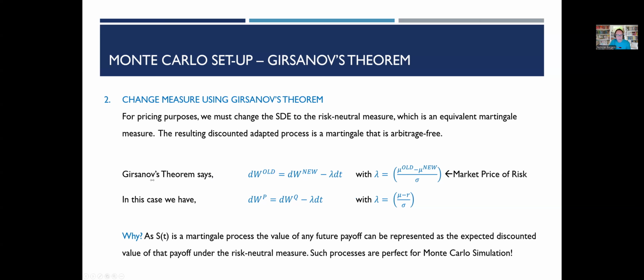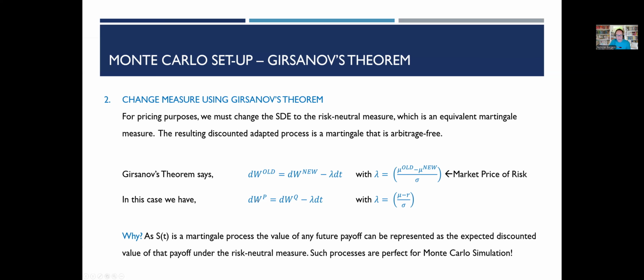So the way Girsanov's theorem works is that if you want to change the measure, in our case from the real world measure to the risk neutral measure, we use this formula. The dW under the old measure is equal to dW under the new measure minus lambda dt. So we're applying a drift adjustment, and the drift adjustment is based on this lambda, which is the market price of risk. The formula for the market price of risk, this lambda, is you take the old mean, subtract the new mean, divided by sigma.